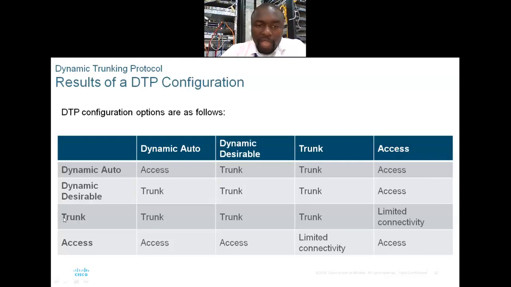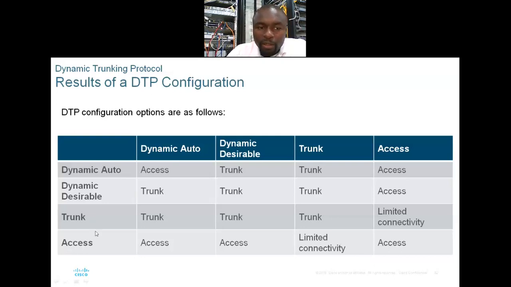Then trunk with dynamic auto will give me trunk. Trunk with desirable will give me trunk. Trunk with trunk will give me trunk. Trunk with access, limited connectivity. Then access with auto will give me access. Access with dynamic desirable, access. Access with trunk, limited. Access with access, access.